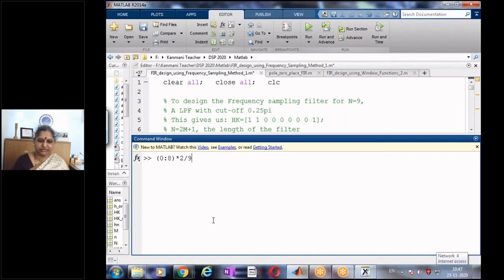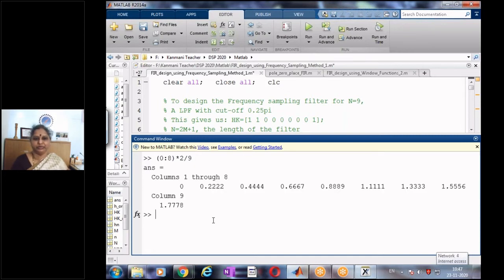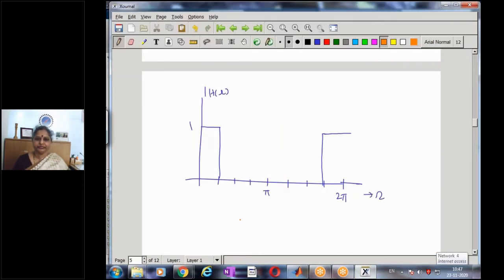What are my actual values of omega for 9 equally spaced samples in the interval 0 to 2 pi? So I get 0, 0.22, 0.44, 0.66, 0.88, 1.11, 1.33, 1.55, 1.77. So let me put these values.